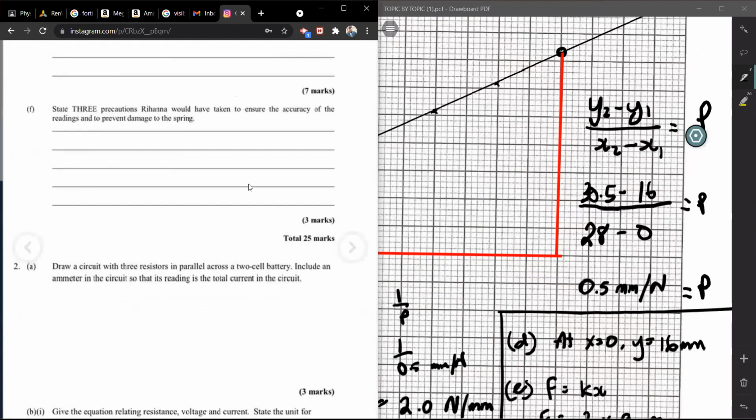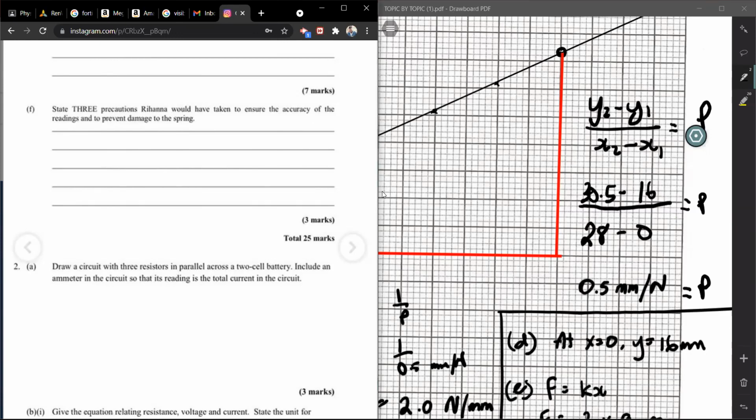All right, stage 3: precautions that Rihanna would have taken to ensure the accuracy of the readings and to prevent damage to the spring. High level readings to minimize parallax error. That's one. Ensuring that you don't exceed the elastic limit of the spring.